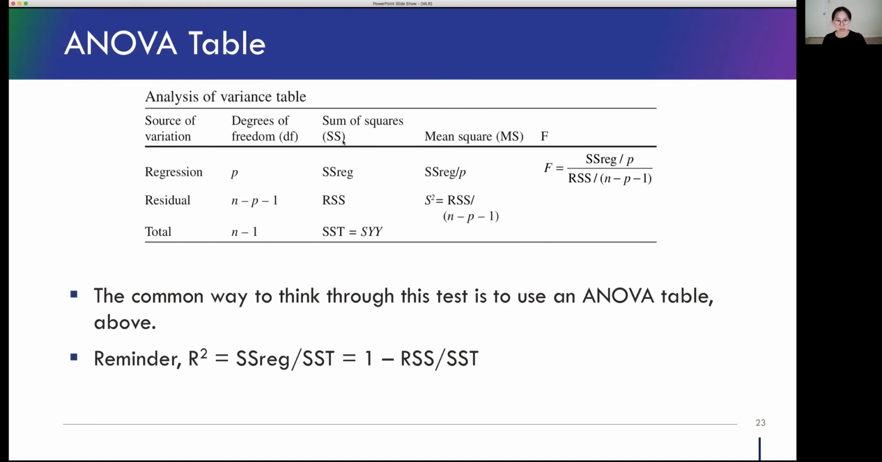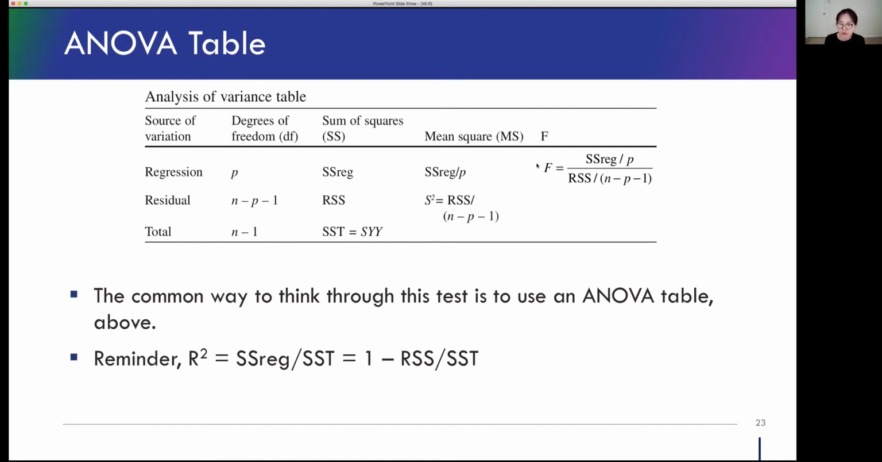I think an easier way to remember this, or to get an idea of what it is doing, is to look at this ANOVA table, where we have three sources of variation: from the model regression, from the residual, the error term, and our total variation. The corresponding degrees of freedom are here, P and n minus P minus 1. And the total is a summation of these two as well, so it's n minus 1.